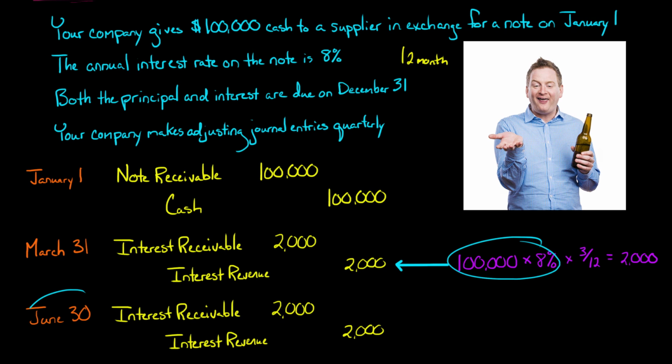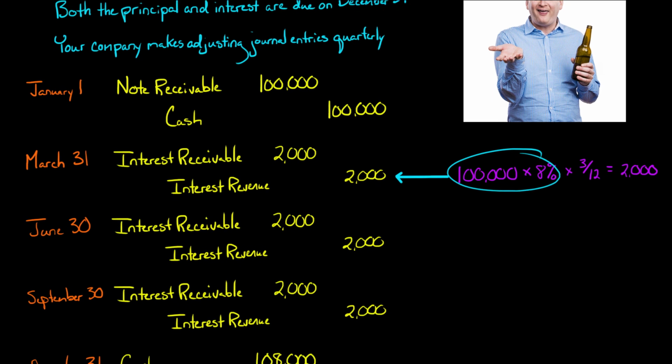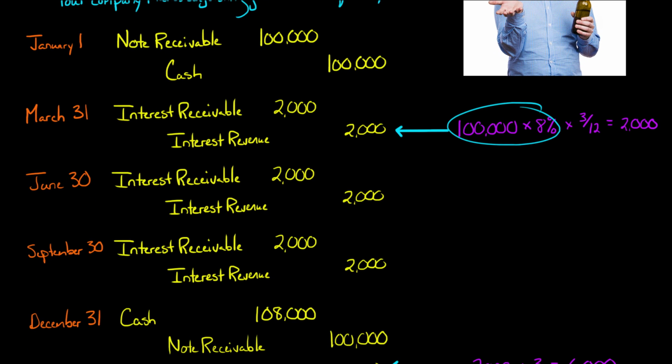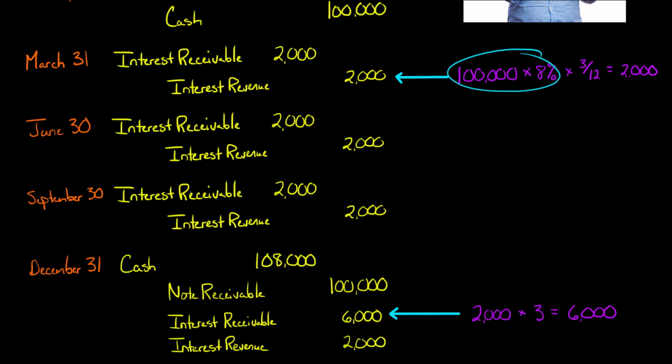Same deal on June 30th at the end of the second quarter, and on September 30th at the end of the third quarter. You notice that your company is making the same journal entry each time as they accrue interest revenue, but they have not received any cash. December 31st, however, that's the day where your company is going to receive cash, and they're going to receive the $100,000 that they originally lent out, plus the entire year's worth of interest, which was $8,000.